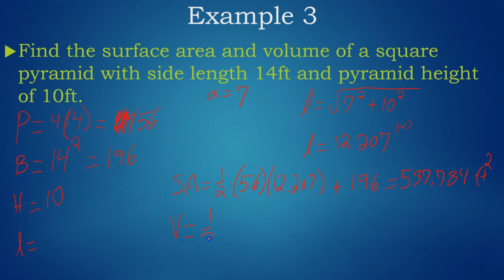Your volume is 1/3 area of the base times the height. When you plug all that in, you get 653.3 repeating feet cubed.